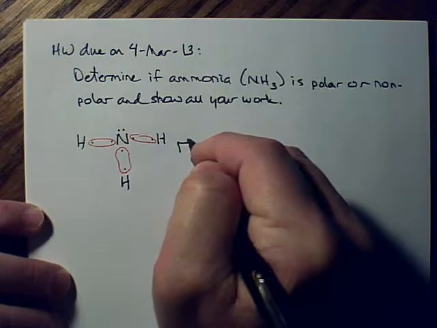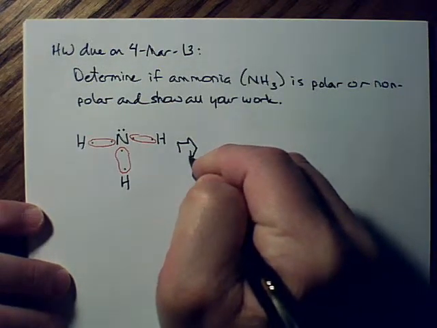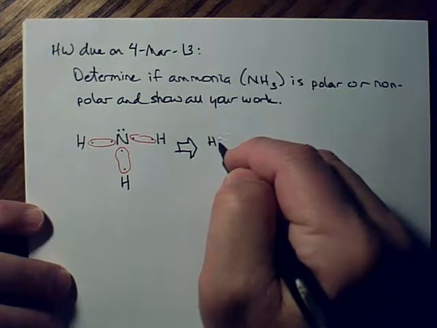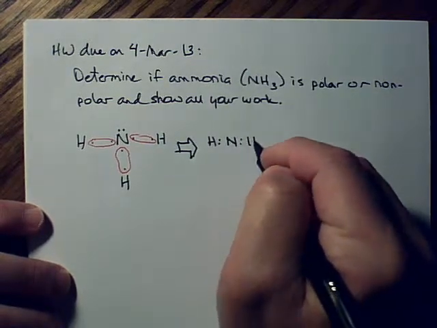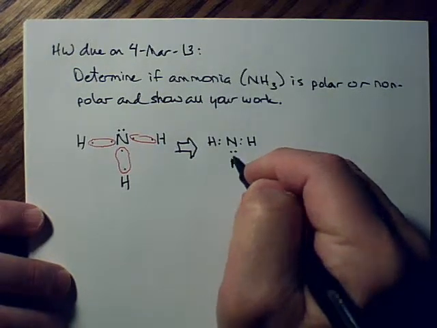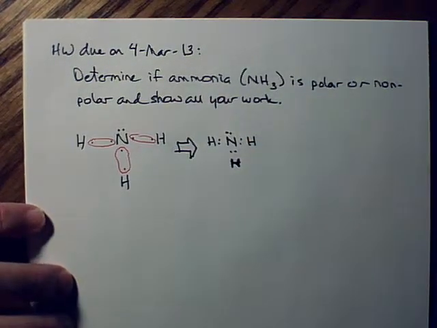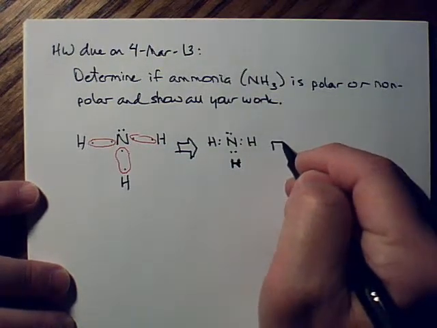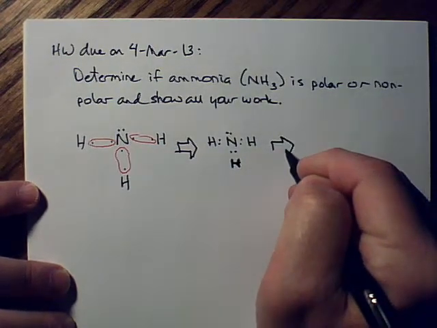From this, then, you've got to have a Lewis dot formula where you squeeze the electrons in between the element symbols. Oops, that should be a hydrogen. And you've got a lone pair of electrons up here. From that, then you can get a three-dimensional shape.